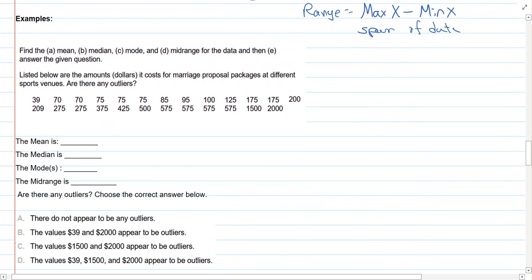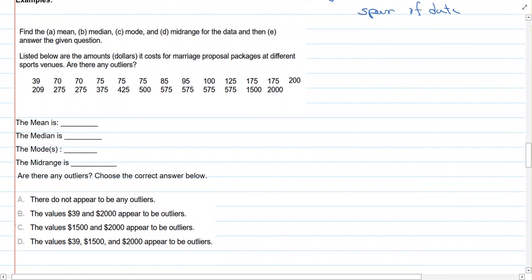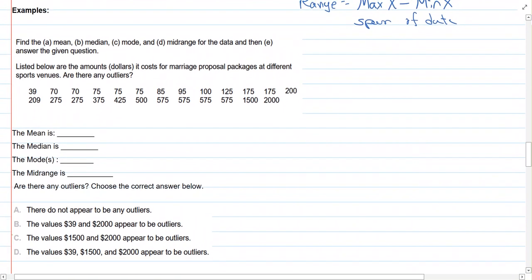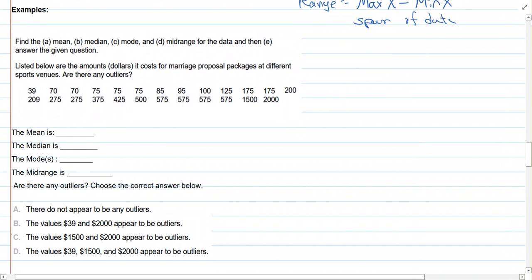So let's take an example, and we will look at this example. It is find the mean, median, and mode and mid-range for the data. All right, so the first step is enter the data.